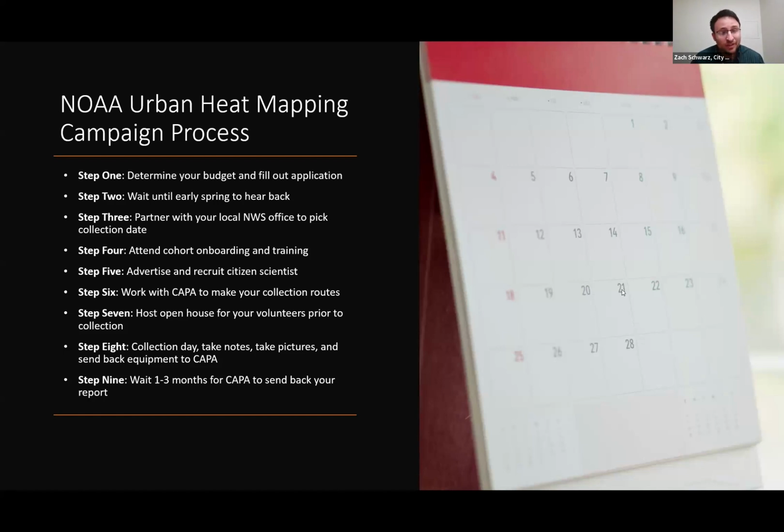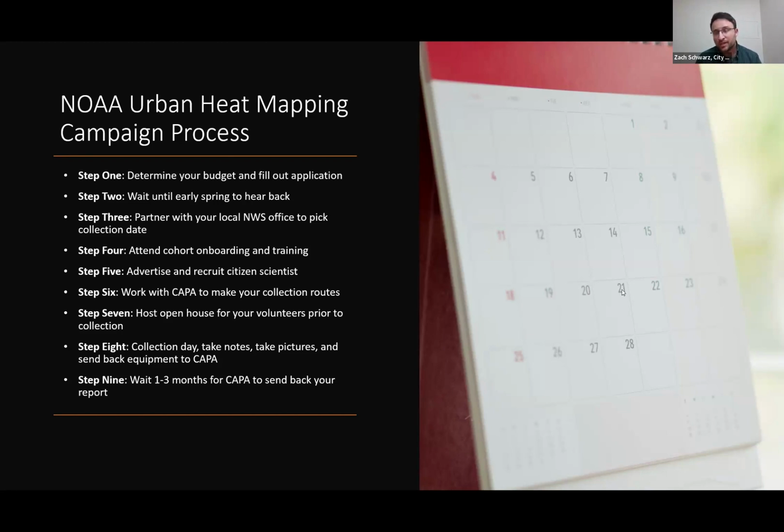So step one is determine your budget and fill out an application. First off, that application, it's pretty straightforward. It's nothing near the complexity of a competitive federal grant that can take months to fill out. I filled this out by myself in maybe 2 or 3 days. So it's really not too complicated.